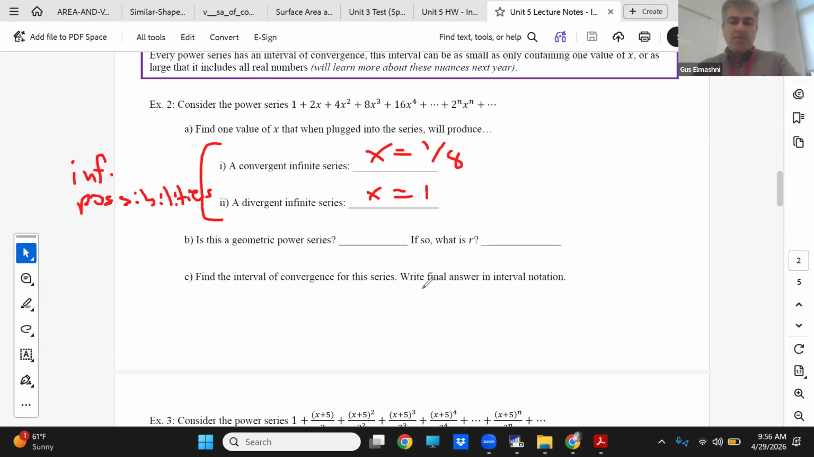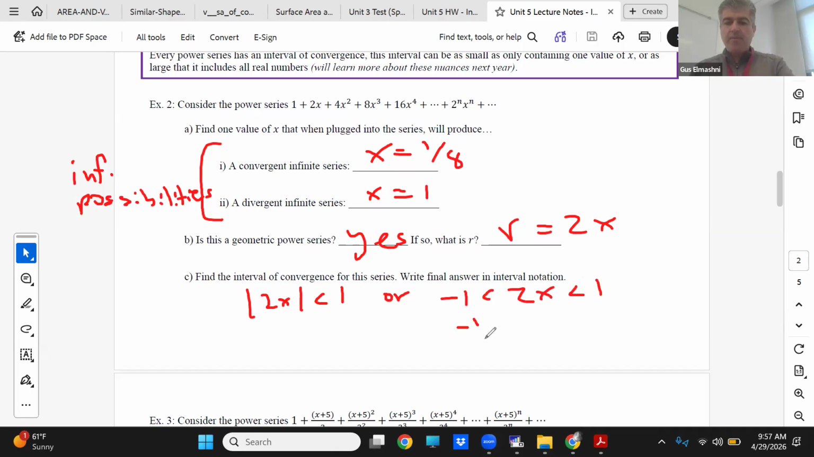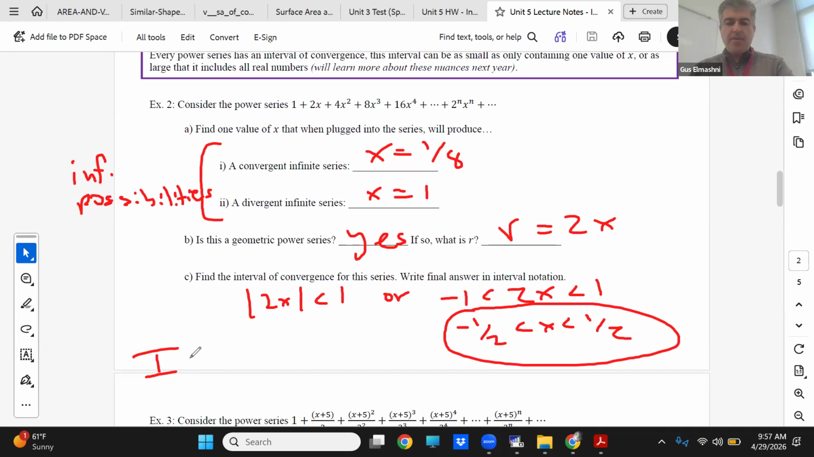Yeah, 100%. So is this a geometric power series? Of course. And what's our ratio? What do we multiply? 2x, right? So what this means is that the absolute value of 2x has to be less than 1, or this is true. Probably easier to solve the one on the right. And that's it. That's your interval of convergence. If you write it in interval notation, and by the way, IOC, just like how we have POI and all these other abbreviations, stands for not International Olympic Committee, but interval of convergence.